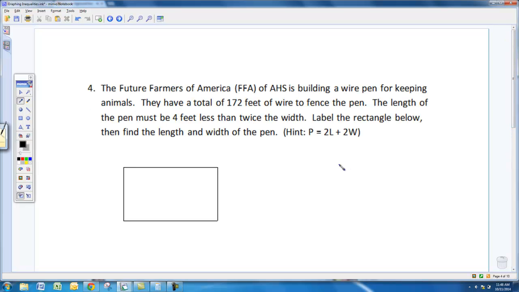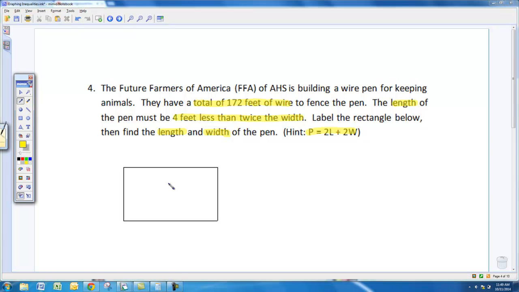Let's go to our perimeter problem. The Future Farmers of America of AHS is building a wire pen for keeping animals. They have a total of 172 feet of wire to fence the pen. The length of the pen must be 4 feet less than twice the width. We need to label the rectangle and then find the length and width of the pen. And we're given the formula perimeter equals 2 times the length plus 2 times the width.